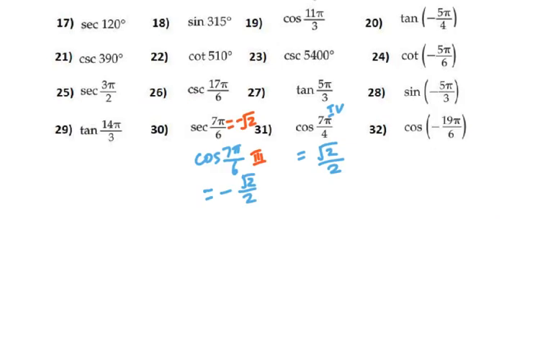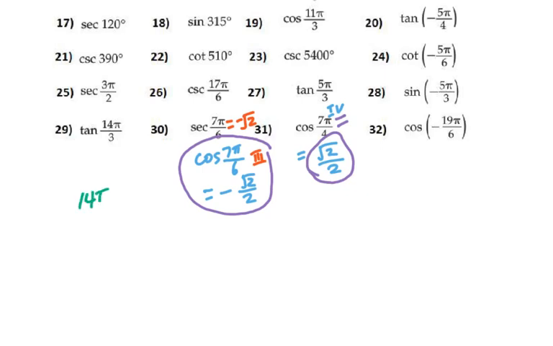For question 30, that's a negative square root of 2. This is the clue how to do that. And for 31, that's square root of 2 over 2. They go to the fourth quadrant. Now let's go to 29.